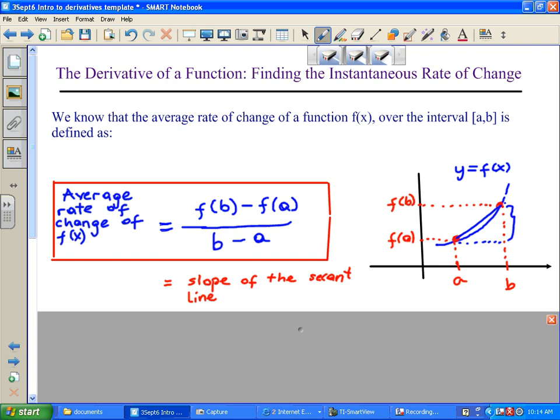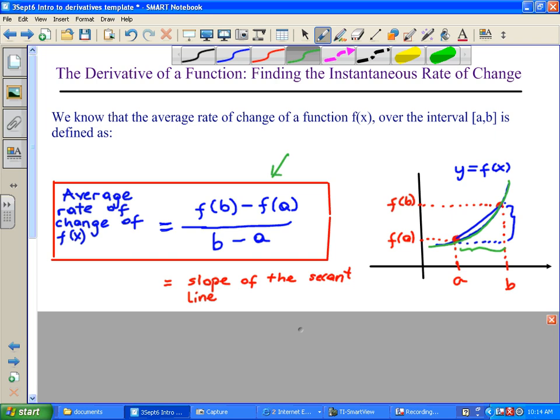Suppose this function, let me use another color there. Say this function given in green is your y equals f of x function. And we're trying to find its average rate of change over the interval from a to b. It's as if you're finding the slope of that line given in blue. What is the height? What is the rise there? f of b minus f of a, right? And what is the run? That's b minus a.